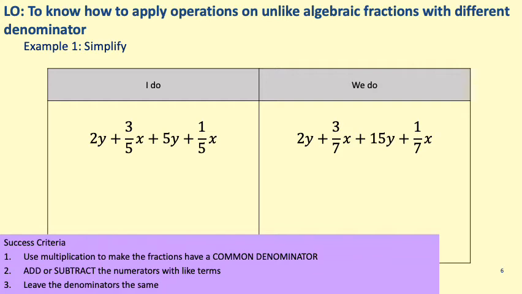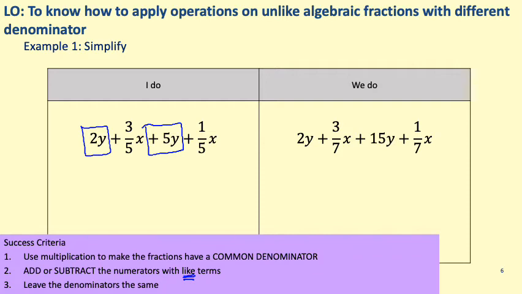So first of all, we have to use multiplication to make the fractions have the same denominators. Then we add or subtract the numerators with like terms. That's the important bit for us to start with. What are like terms? We have our 2y and our plus 5y. Do we remember how we put squares and circles around like terms?